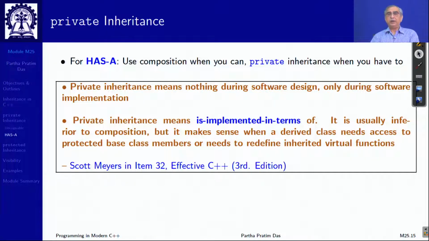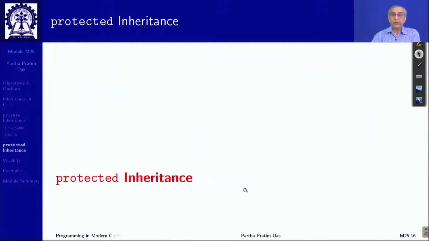And in terms of object oriented analysis, private inheritance does not have a name. Rather, Scott Meyers suggests that we think of it as "is implemented in terms of", like car is implemented in terms of the engine and so on. Right. So, that was the story of the private inheritance paradigm.